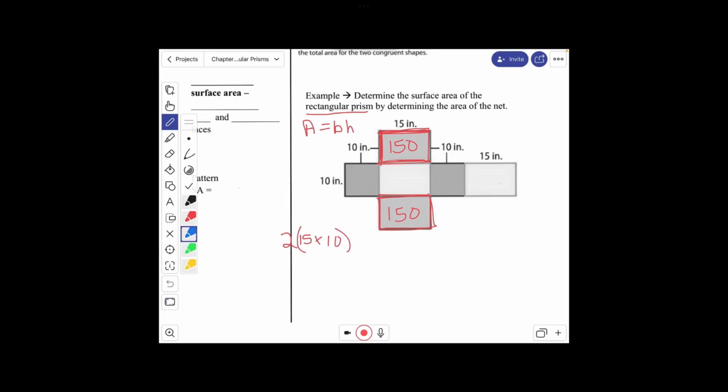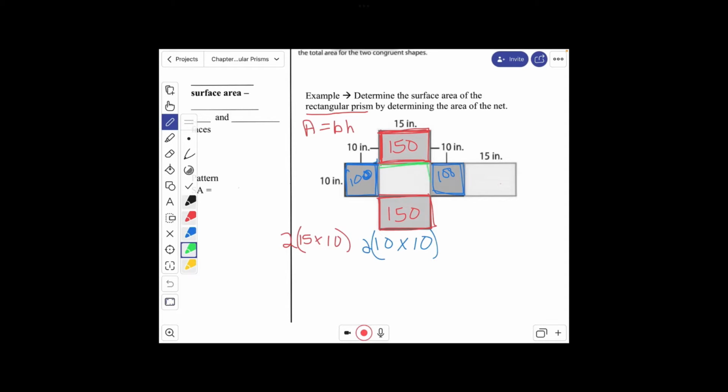And then we're going to do the sides. The base is 10. And the height is 10. And that side is going to be the same as this side over here. So again, that's times 2 because they're both going to be 10 times 10. And 10 times 10 is 100. So those are both 100.